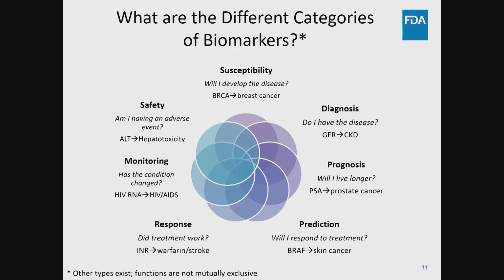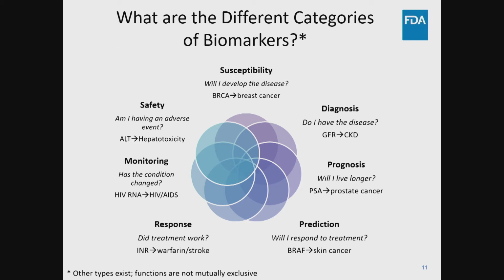Prediction, will I respond to treatment? So certain BRAF mutations for some melanoma treatments can inform your likelihood of response to that drug. So if you have that predictive mutation, that might be a good drug for you, whereas if you don't have that predictive mutation, then the drug, you're unlikely to respond to that drug, and therefore a different line of therapy would be more appropriate. So that's a predictive biomarker.